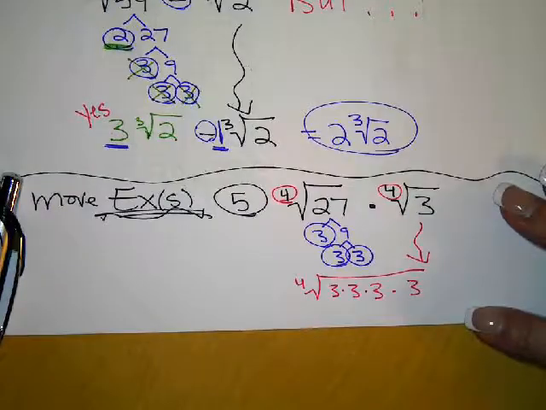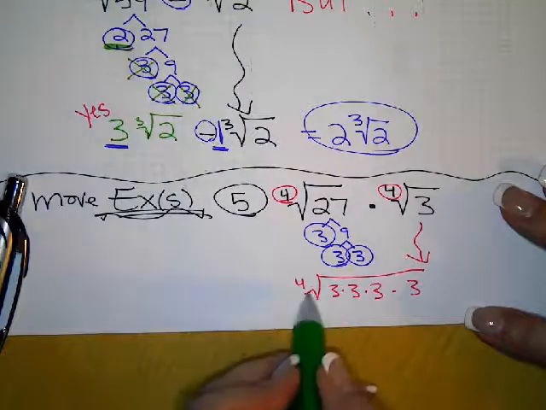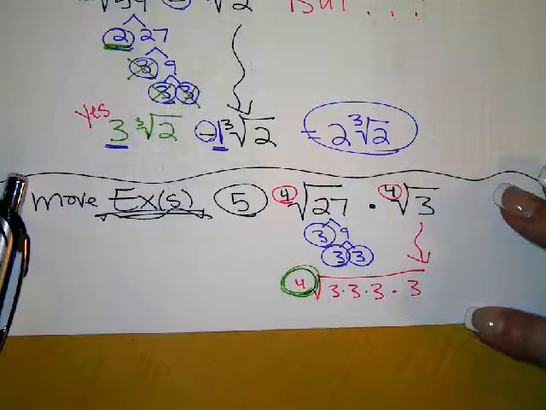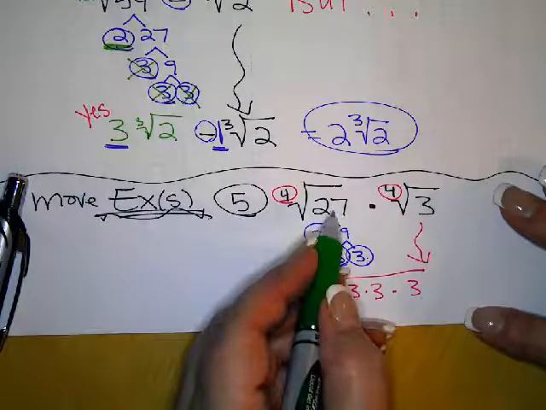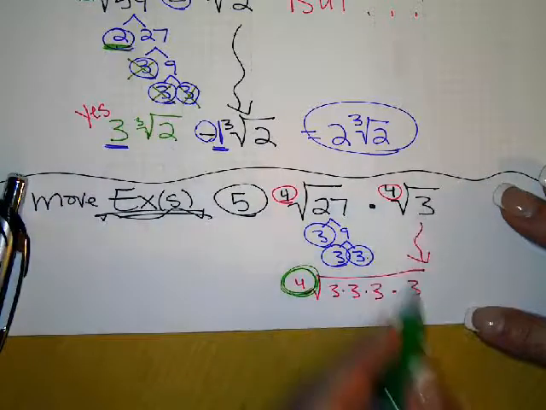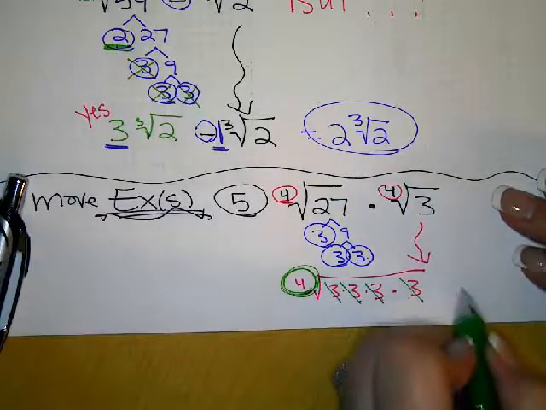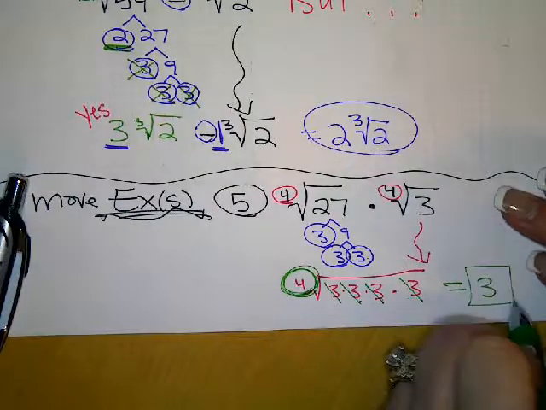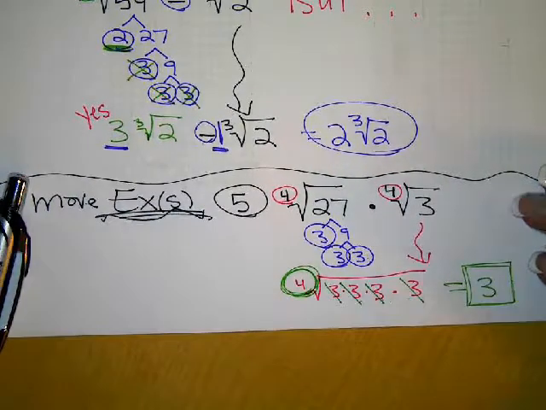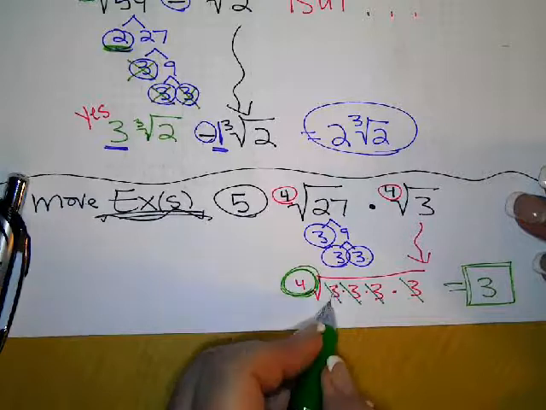4. I had 3 right here from 27. I have that other 3 that says we multiply it. 1, 2, 3, 4. A 3 comes out. 1, 2, 3, 4, which a 4th root, a 3 comes out.